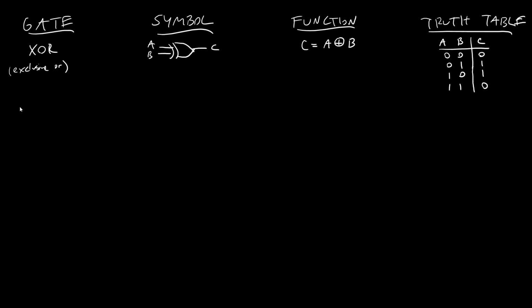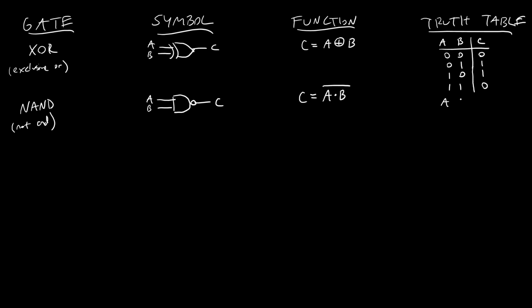Next up, we have the NAND, or not AND gate, which is basically going to be inverting the output of an AND gate. So our symbol, we have the AND symbol, but then the little circle there on the end. Again, inputs A and B, output C. Function for this one is going to be C equals A and B, but then the not of the whole thing.